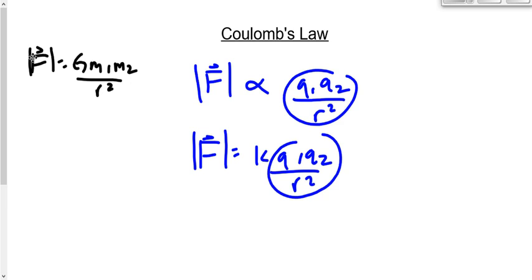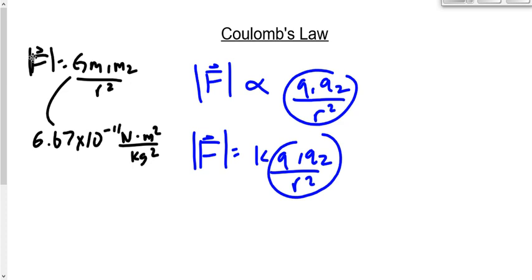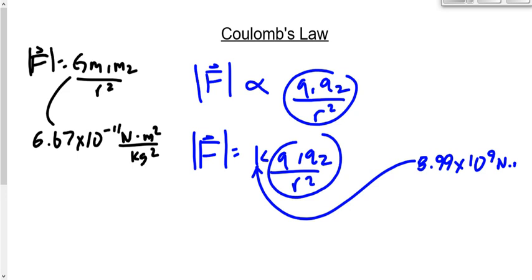Does anybody remember what the value of G was? Check your data sheet. What is it, Isaac? You're close. 6.67 times 10 to the minus 11. It would be Newton meter squared per kilograms squared. You know what the value of K is? 8.99 times 10 to the positive 9 Newton meter squared per Coulomb squared.